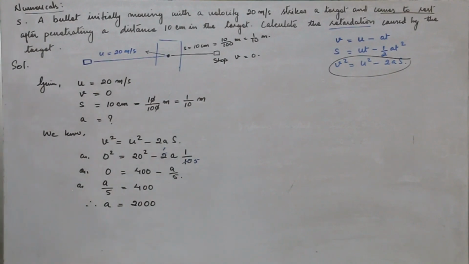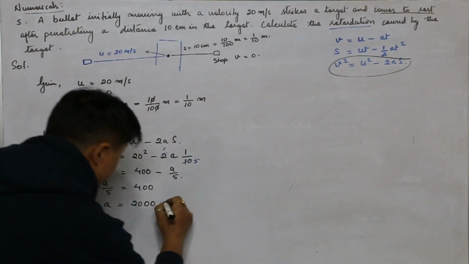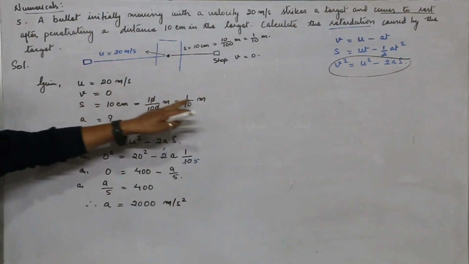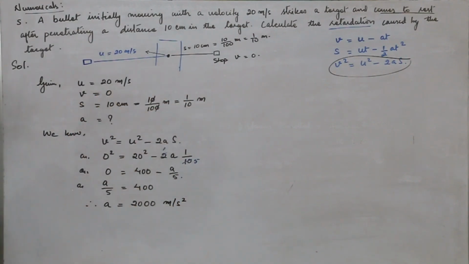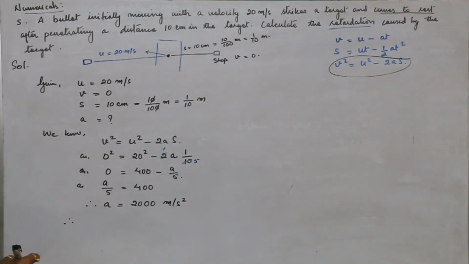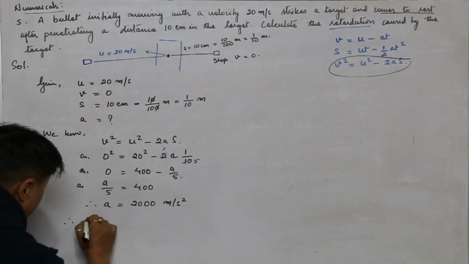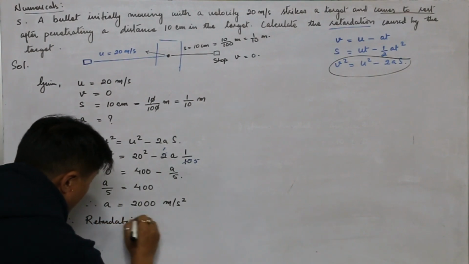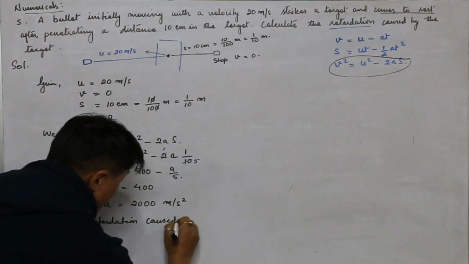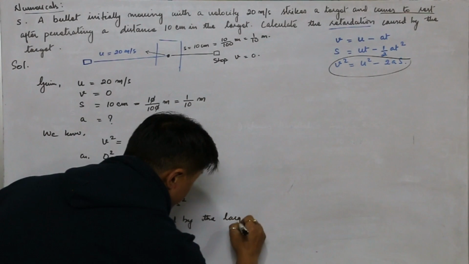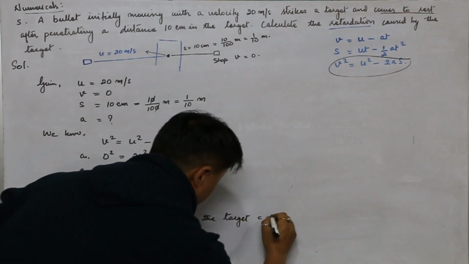So retardation, we know the unit. This is meter per second square, since we have converted and made all the units similar. Okay, therefore calculate the retardation caused by the target. Therefore retardation caused by the target is equal to 2000.